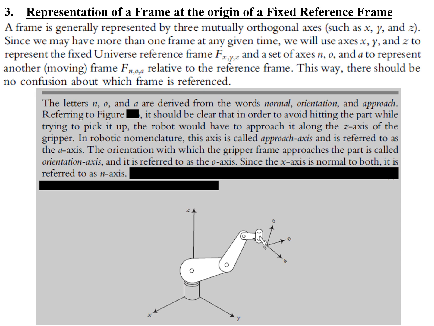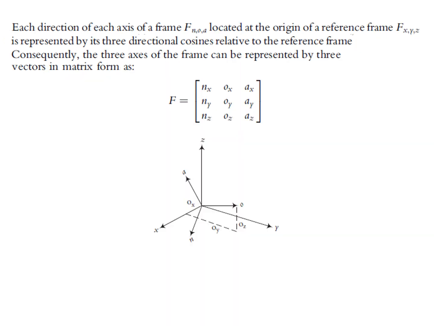Okay, so this is one example. Then we have learned representation of a point in space, representation of a vector in space. Next one is representation of a frame at the origin of the fixed reference frame. Okay, so here we can say that this is one frame. This frame has got new coordinates n, o, a, which are the normal vector, orientation vector, and approach vector. So we have to say this frame's position and orientation with respect to the reference frame. Okay, so we are going to discuss that.